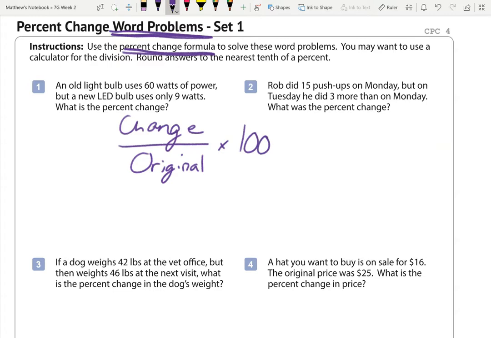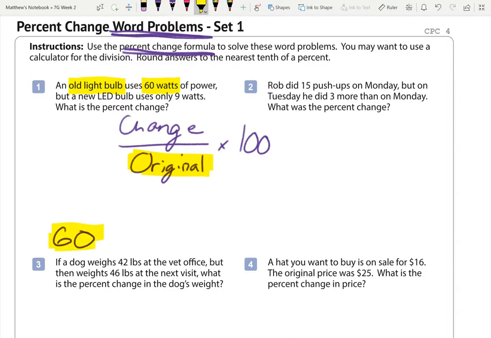It says an old light bulb uses 60 watts of power. An old light bulb, that's the key here. So that tells me that is my original. So I'm going to go ahead and highlight 60 watts, highlight original, because I know 60 is going to go on the bottom. Let's go ahead and do it here. 60 on the bottom for my original.